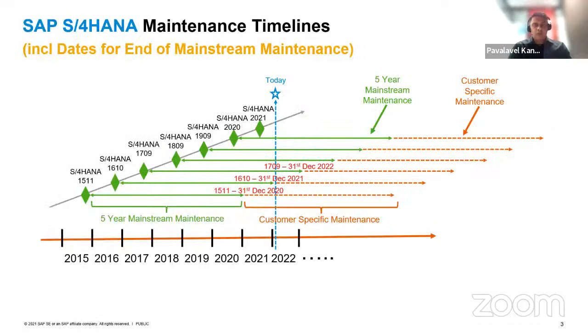As you all know, SAP has promised to provide support for SAP HANA till 2040, so your customer specific maintenance will be available till then. But you also know that we have a 5-year mainstream maintenance. The 5-year mainstream maintenance for existing versions 1511 and 1610 would have already been over, and for 1709, it would be over by the end of 2022. So it is good practice for you to keep upgrading your S4HANA systems to the latest release to leverage the latest innovations from SAP.